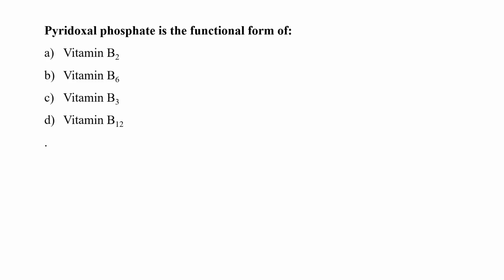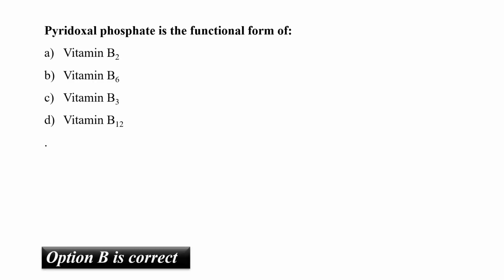Pyridoxal phosphate is the functional form of vitamin B2, vitamin B6, vitamin B3, or vitamin B12. In its active form, vitamin B6 comprises three organic compounds: pyridoxal, pyridoxamine, and pyridoxine. So here option B is the correct answer, that vitamin B6 is the functional form of pyridoxal phosphate.